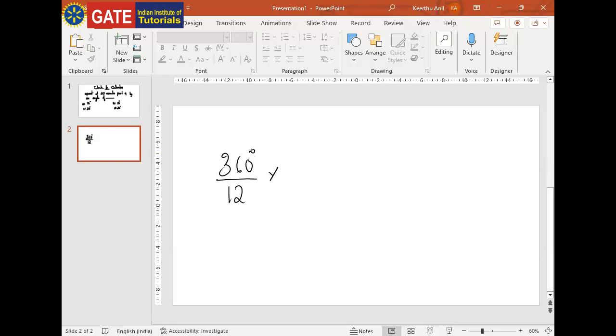So this into 4 will be the total angle swept by the minute hand. Why? Because at 4:20 the minute hand will be at the point of 4. Am I right? So what is 360 divided by 12 into 4? 360 by 3 should be 120, right? 120 degree will be the angle swept by the minute hand.